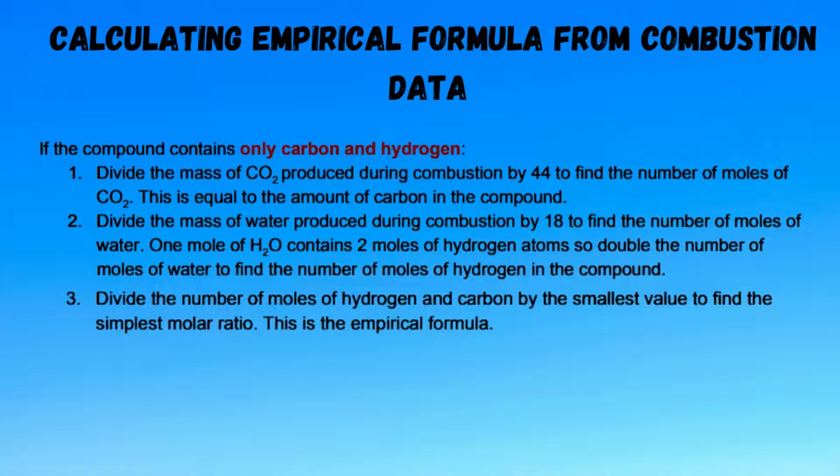Divide the mass of water produced during combustion by 18 to find the number of moles of water. 1 mole of water contains 2 moles of hydrogen atoms, so double the number of moles of water to find the number of moles of hydrogen in the compound. The last step, divide the number of moles of hydrogen and carbon by the smallest value to find the simplest molar ratio. This is the empirical formula.